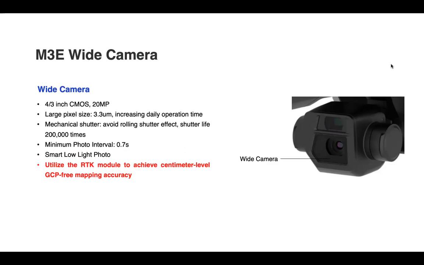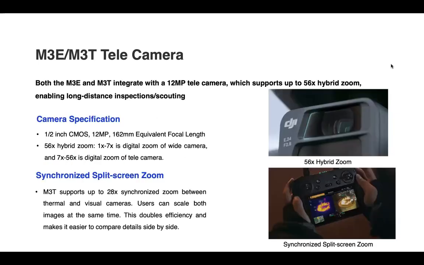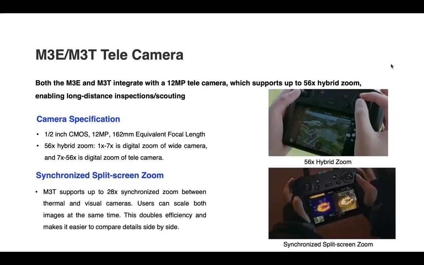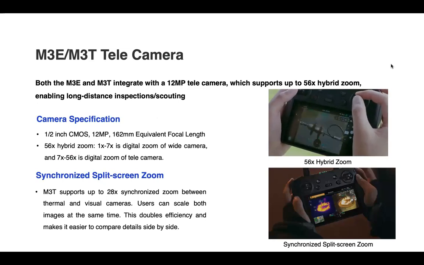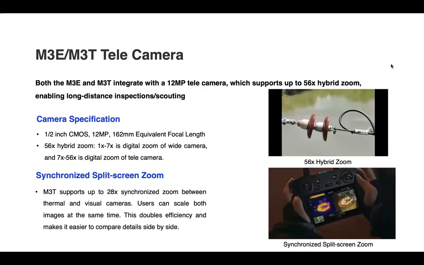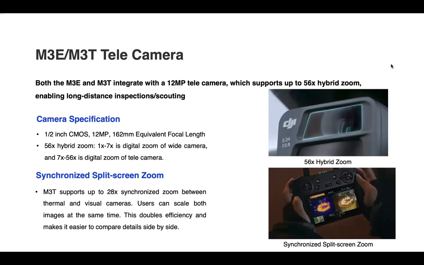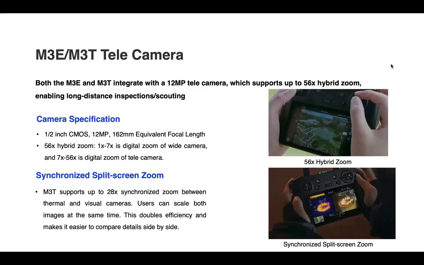Obviously, most folks on the surveying side will still want to verify that data with checkpoints, but a big time saver not having to place a large number of GCPs across a scene and still be able to achieve that consistent centimeter level accuracy. As we mentioned before, the tele camera is the same on both. It's a 1/2 inch CMOS sensor, 12 megapixel photo, 162 millimeter equivalent focal length.